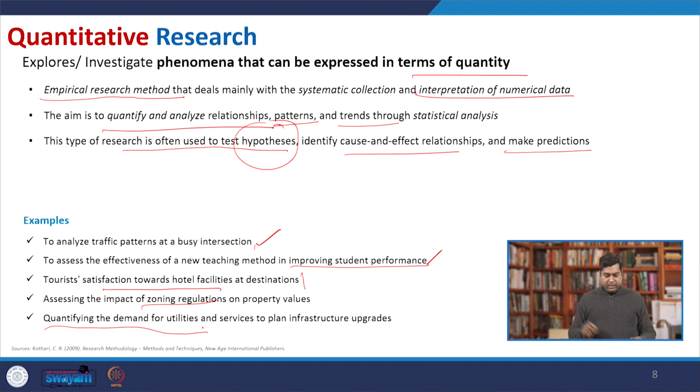The other example, quantifying the demand for utilities and services to plan infrastructure upgrades. So here definitely, to give a proposal on what is actually required, you also need to understand what is there and try to identify the gap in infrastructure: this much is required, this much is available, so this much is to be procured. But that also in a sequence, because it is not that everything is required tomorrow, so some sort of priority has to be made. So this particular quantitative research can help you out in this.